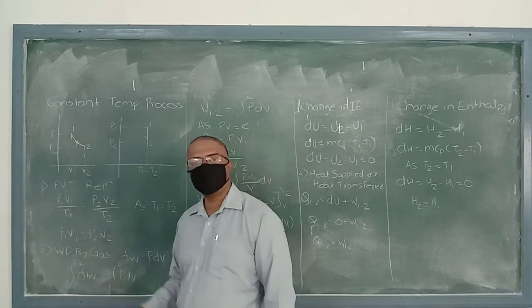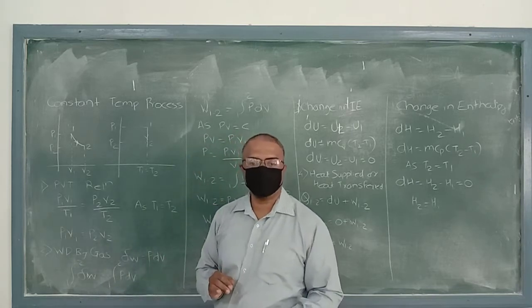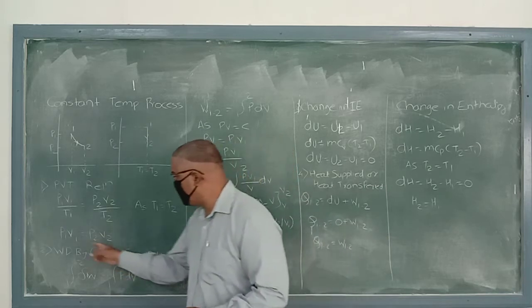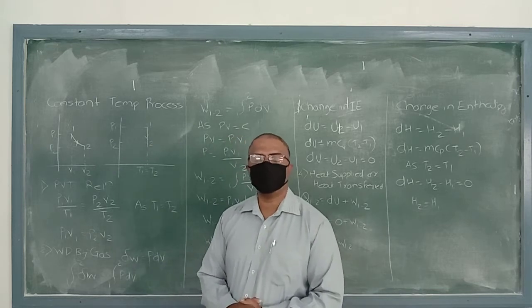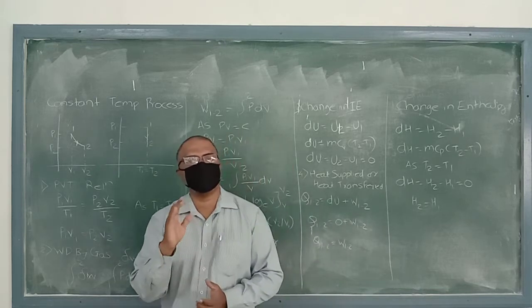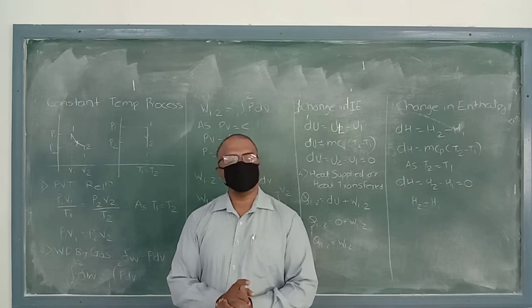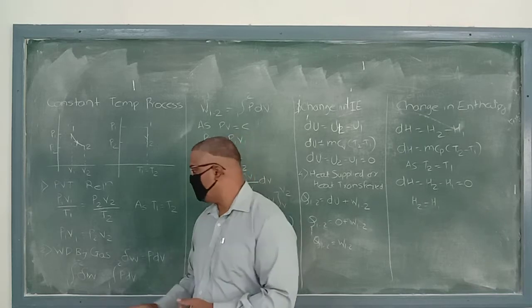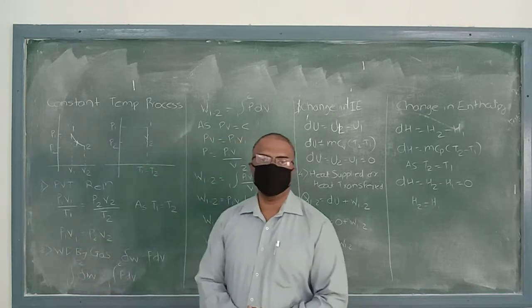So which law does this represent? This represents Boyle's law. As per Boyle's law, P1 V1 is equal to P2 V2. What does Boyle's law state? Boyle's law states that at constant temperature, pressure is inversely proportional to the volume. That's why we write here P1 V1 is equal to P2 V2.